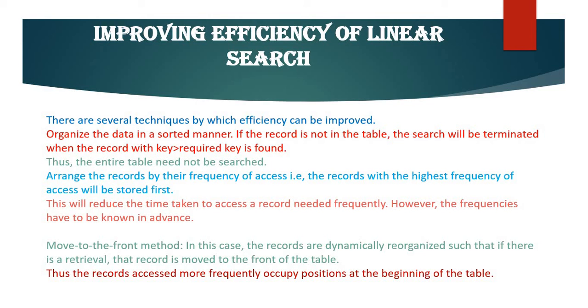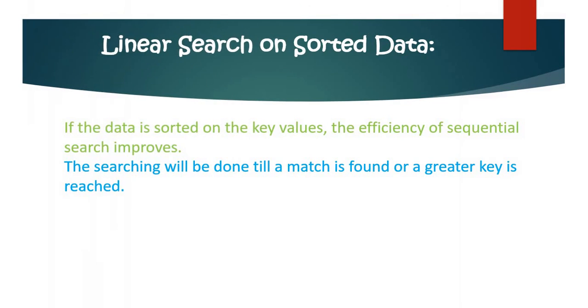Now, the move to front method. In this method, the records are dynamically reorganized such that if there is a retrieval, that record is moved to the front of the table, and thus the records accessed more frequently occupy positions at the beginning of the table. Through this way, we can improve the efficiency of linear search.